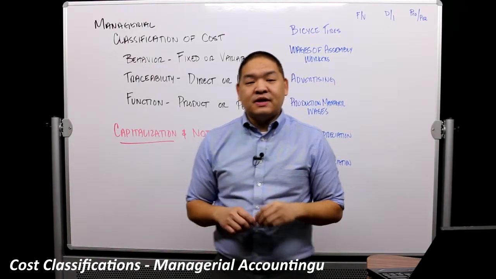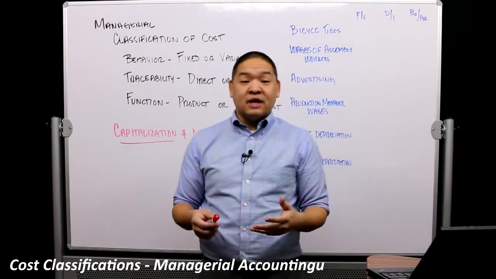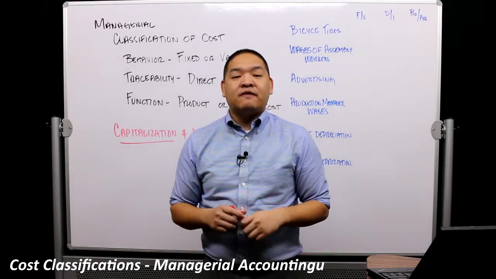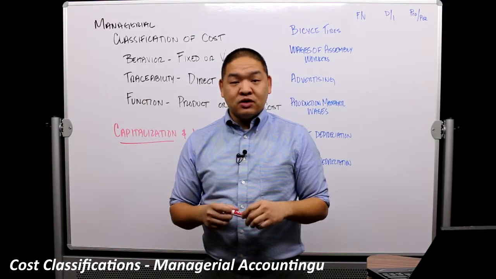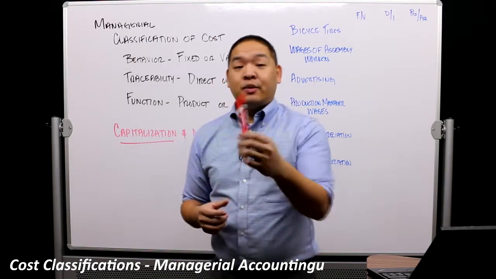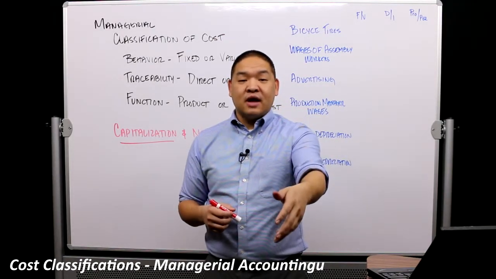So an example of this would be like rent. Let's say I need to rent a facility or a building to build these pens. I'm going to pay the landlord $5,000 a month in order to use the facility. It doesn't matter if I build 100 pens or 1,000 pens, I'm still going to pay the landlord $5,000.